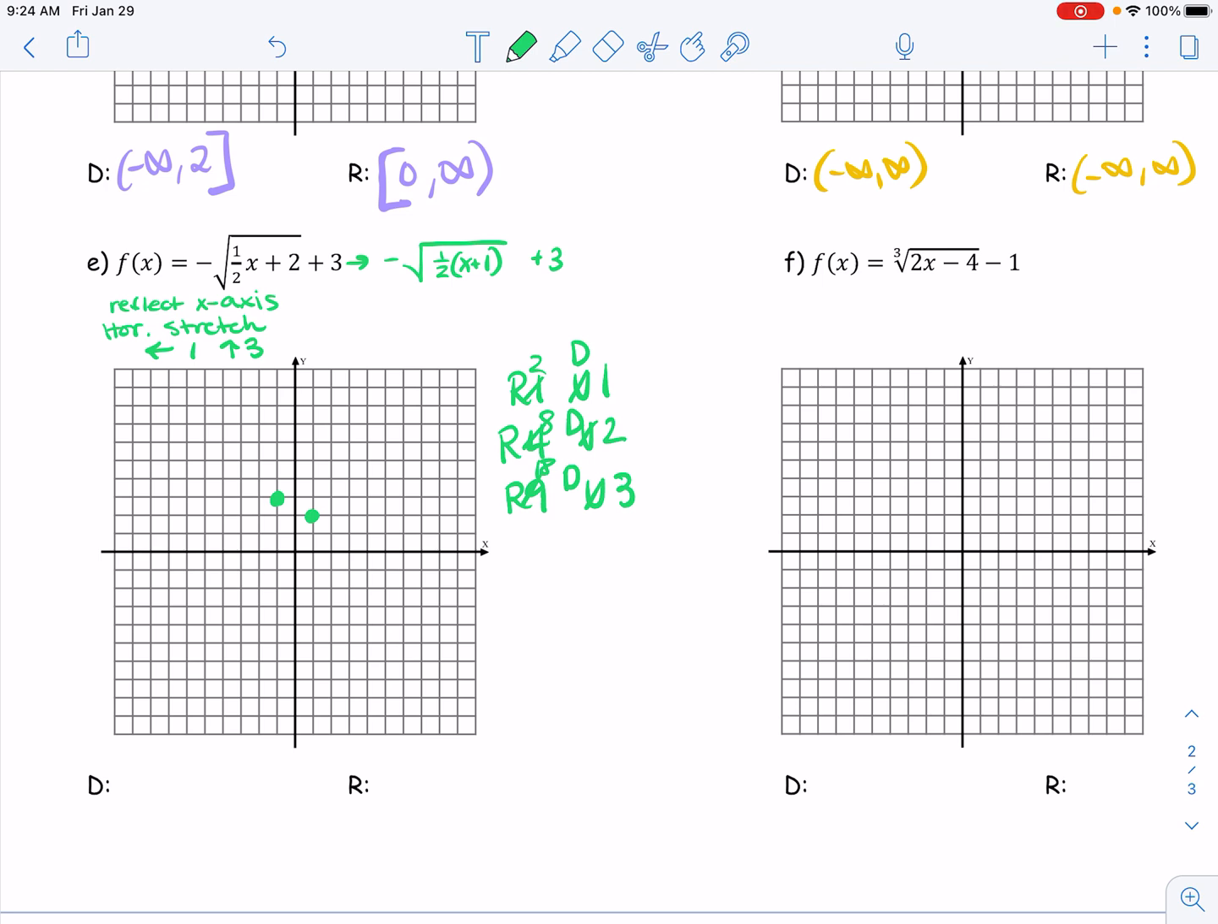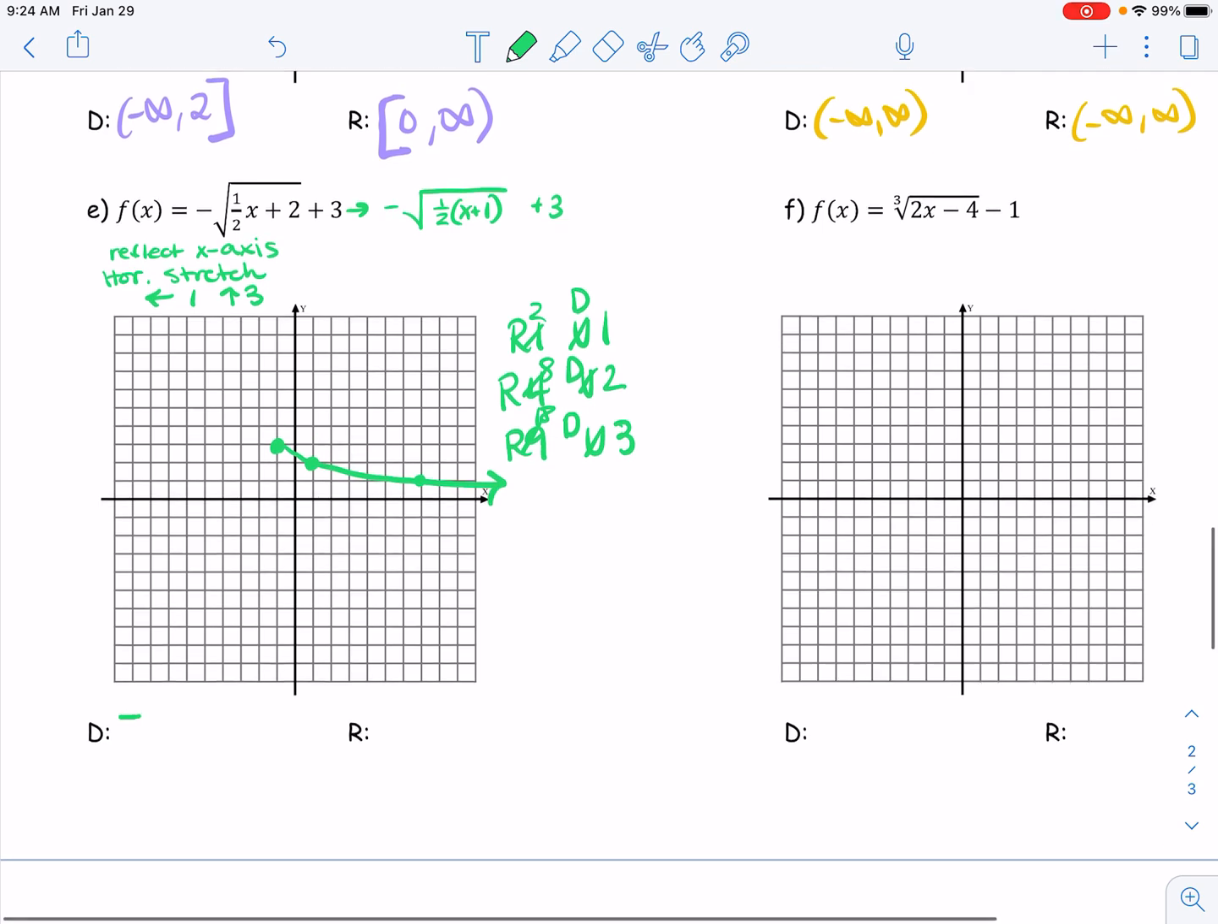2, 4, 6, 8 down 2. I can't fit right 18, so then this is just my graph. Domain here is going to be from that negative 1 to infinity. Range this time is going to be negative infinity up until that 3.